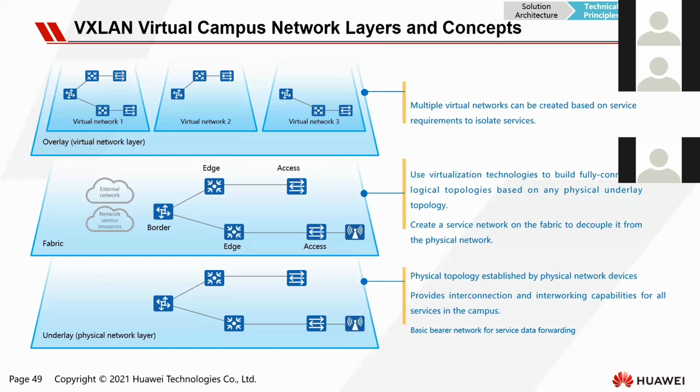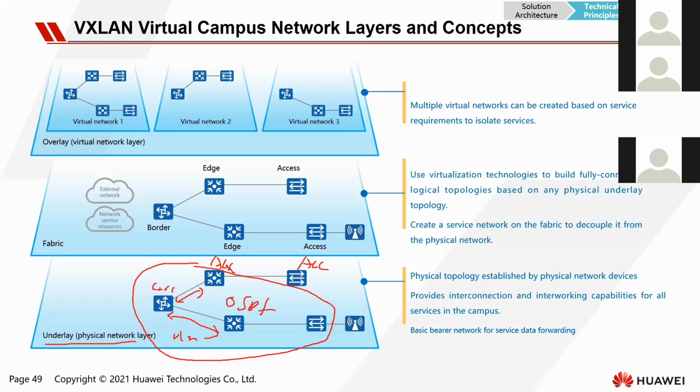So what is meant by underlay network? Actually, underlay network is just the physical network, for example, the core switch, aggregation, and access switch. In the underlay network, usually we will have the interconnection IP, and then the interconnection VLAN. And in between, we have the protocol, for example, OSPF. All of this network layer we call the underlay network layer.